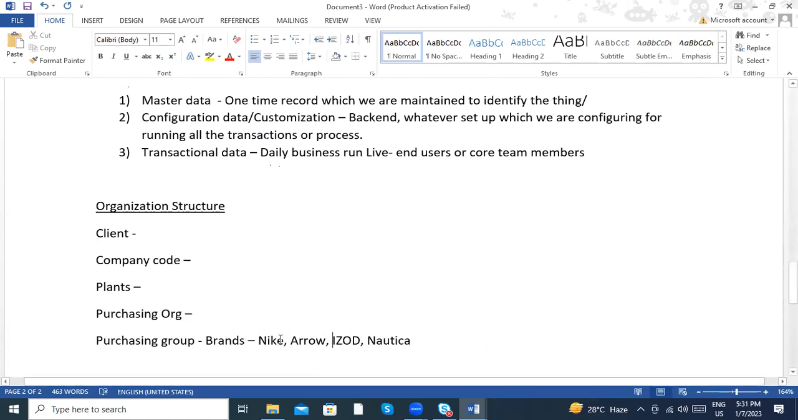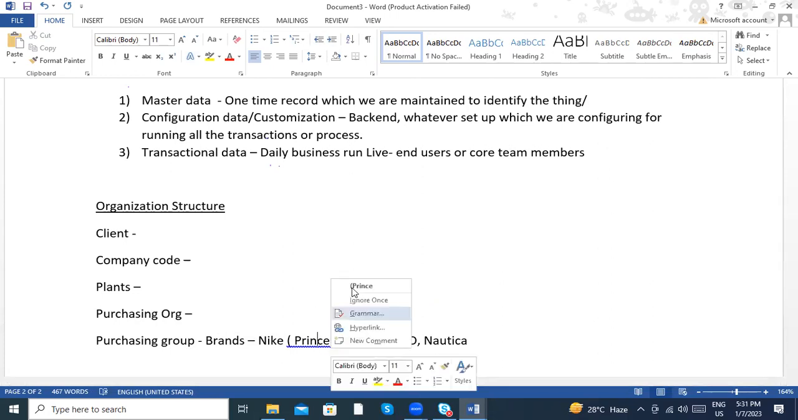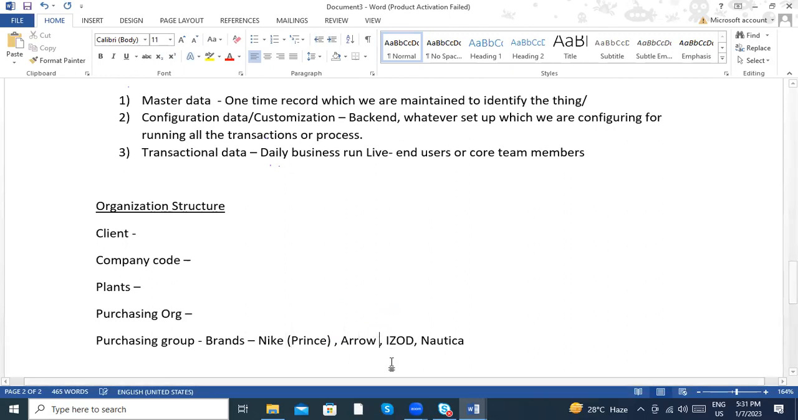if you want to go with Nike products, there is a person called Prince who takes care of the activities. Prince or Prince's team, might be one person or a team. And for Arrow, let's say some Siley is responsible for buying the product for this brand.